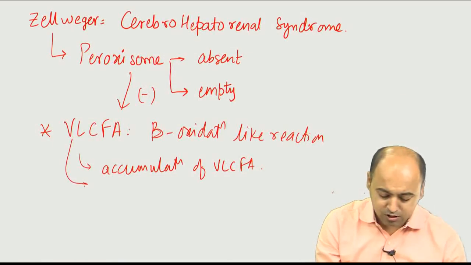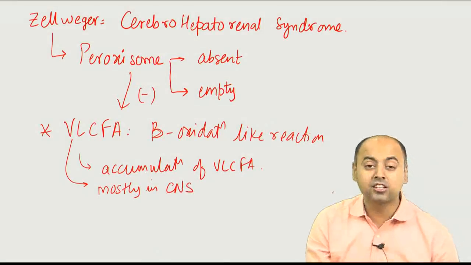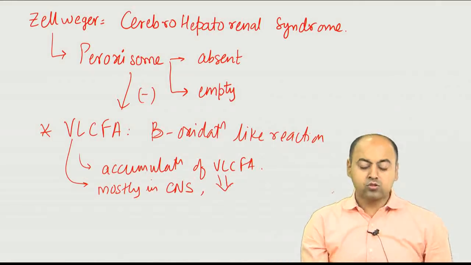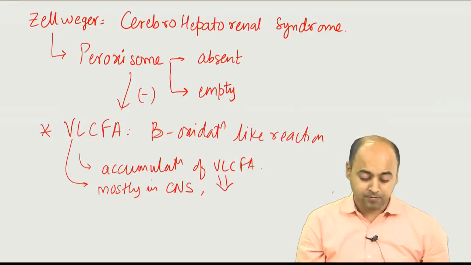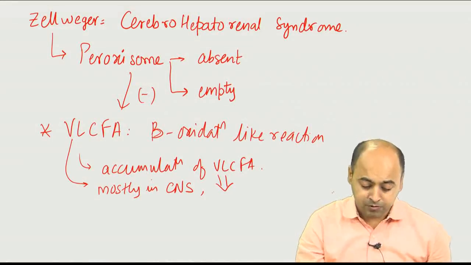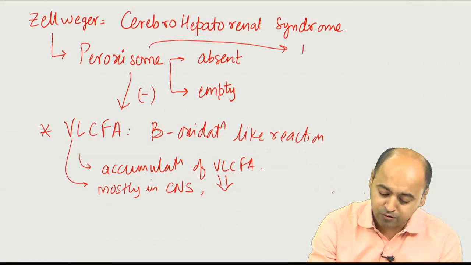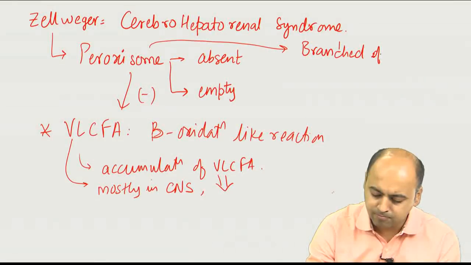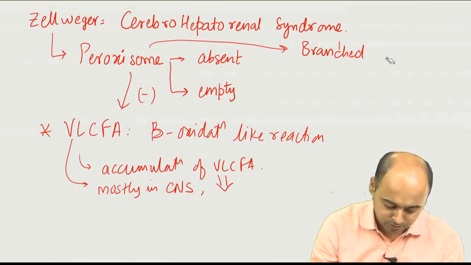Now please remember that very long chain fatty acid is mostly present in CNS, in significant amounts. So accumulation also occurs mostly in the CNS. Another point to keep in mind is the peroxisome is also responsible for metabolism of the branched fatty acid.